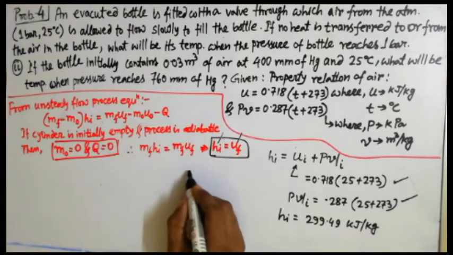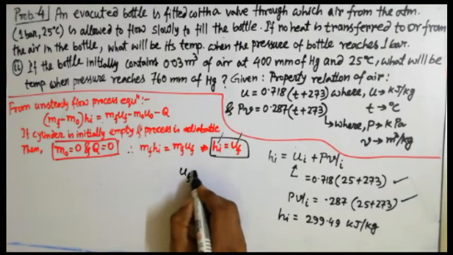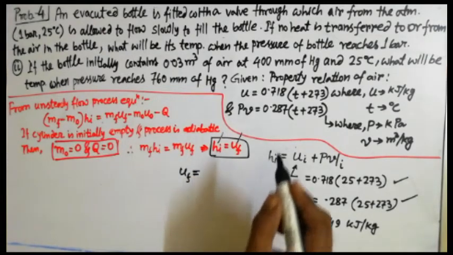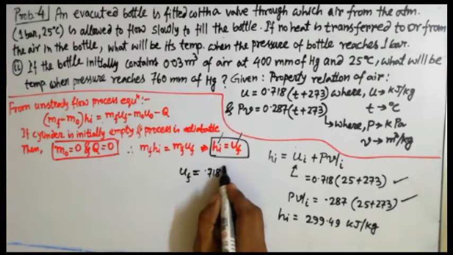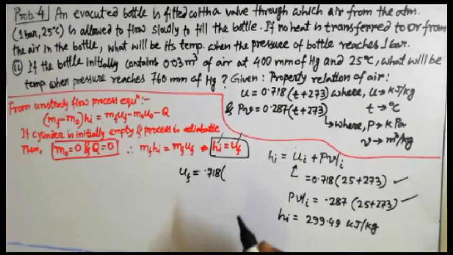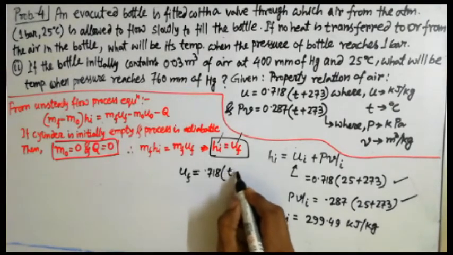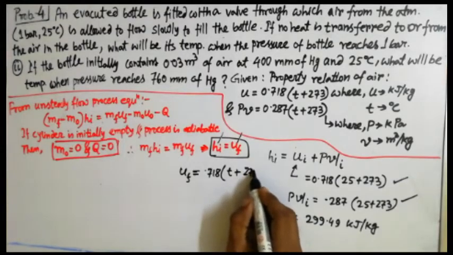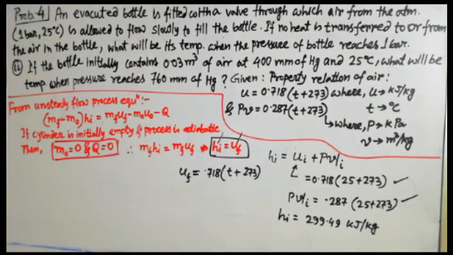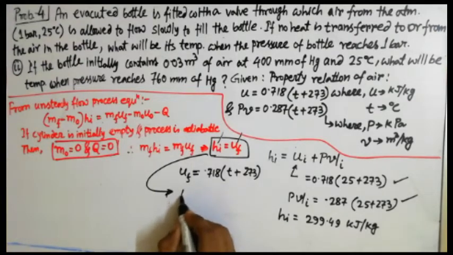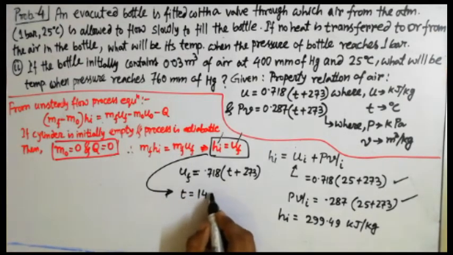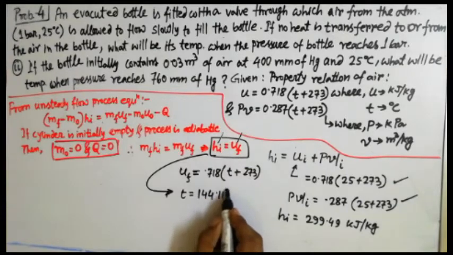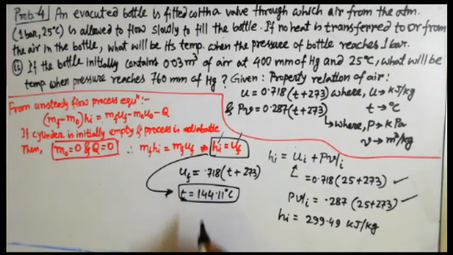Okay, now coming to the Uf value, that is the internal energy at the final stage. Again you have to use the same relation, 0.718, where T will be replaced by the final temperature, and 273 will be there. Now put the values over there. The left hand side is already known, and on the right hand side only one parameter is unknown. From there you can get the value of T, and it will come to 144.11 degrees centigrade. It is a very easy problem. So that is part 1 solved.